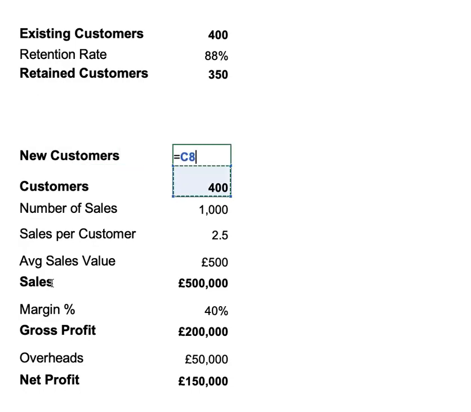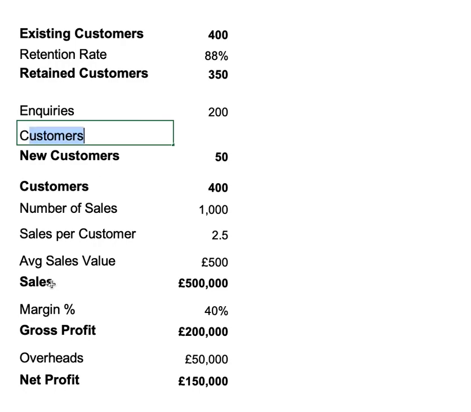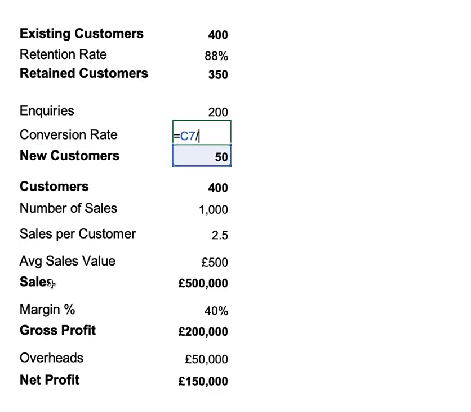So we ended up with 400. We've got 350 of our original ones, so we've got 50 new customers. And if we've kept a track of the inquiries that we've got, in this example, got 200 inquiries, we can work out what our sales conversion rate is. So in this example, 50 new customers, 200 inquiries, 25%. So that's what the picture looks like today.